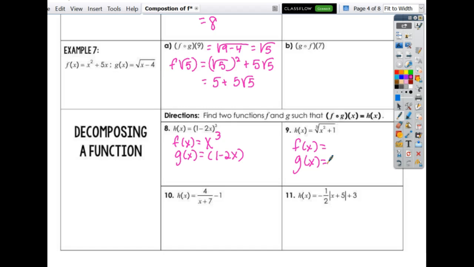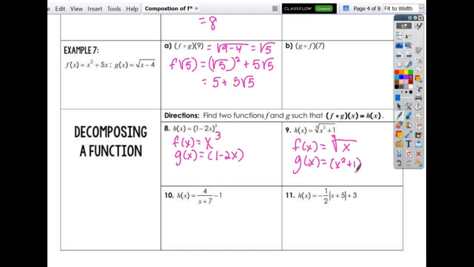What's the parent function on the next one? The cube root. So I'm going to make this the cube root of x. So I have to take this to plug it back in for x. So my g of x is x squared plus 1. Does everybody see? So there's just one little twist.